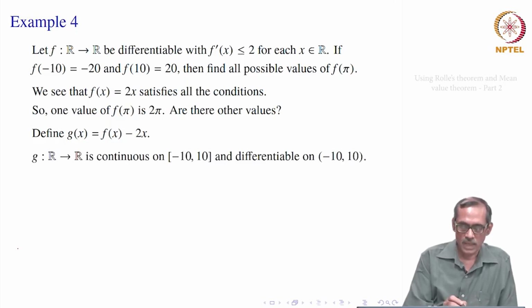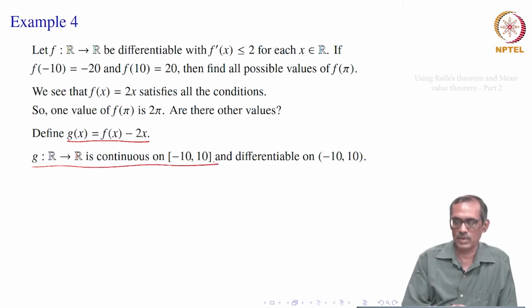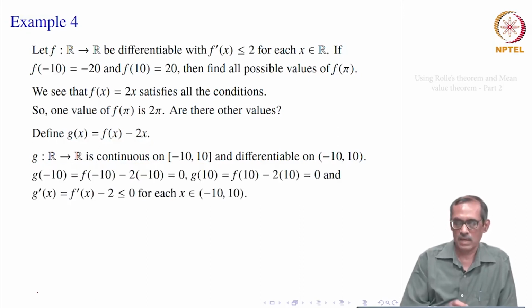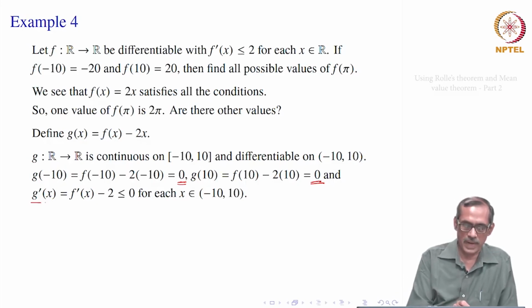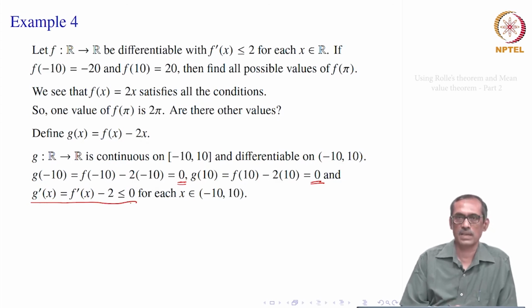Okay, let us see. Now, g x equal to f of x minus 2x, and g is continuous on minus 10 to 10 and differentiable on the open interval minus 10 to 10. So, you can use mean value theorem or Rolle's theorem, whichever you want. Now, here what we have is g of minus 10 is equal to 0, that of course we have verified, and g of 10 is also equal to 0, right, and g prime x equal to f prime x minus 2 is less than or equal to 0 for each x in minus 10 to 10.